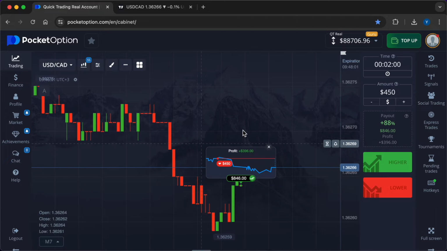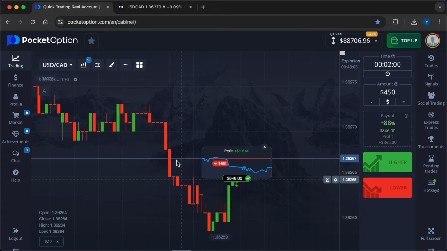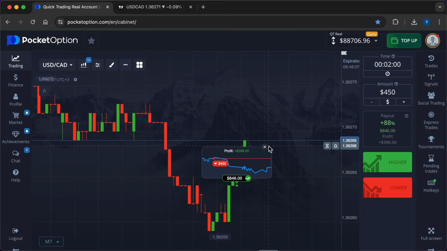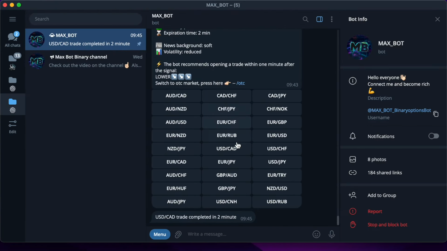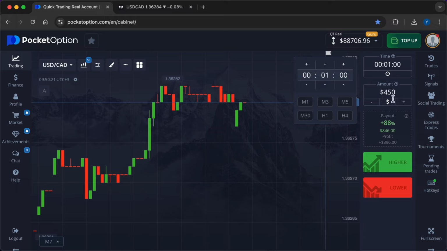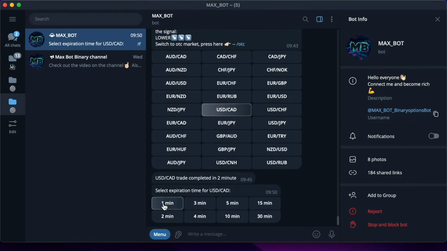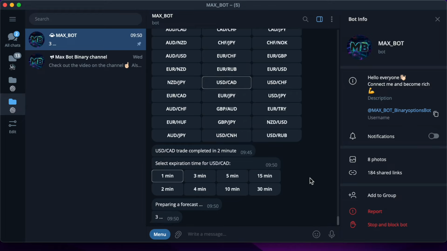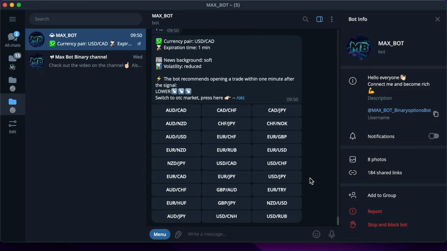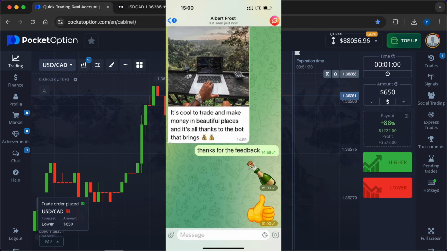And here's the result of the second trade. The signal was accurate. Plus $396. It's time to consolidate the success. I will enter the third operation on the 1 minute time frame, increase the amount of market entry by $200. That's $650 now. The signal is lower. And right now, look at the screen.